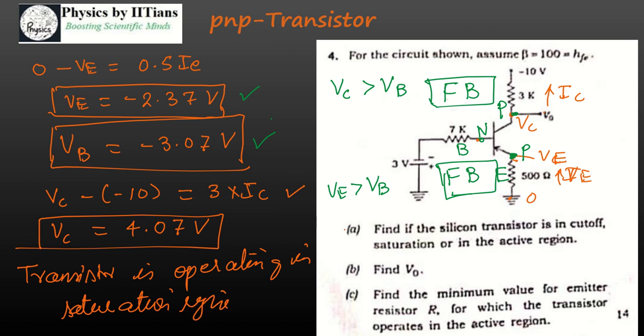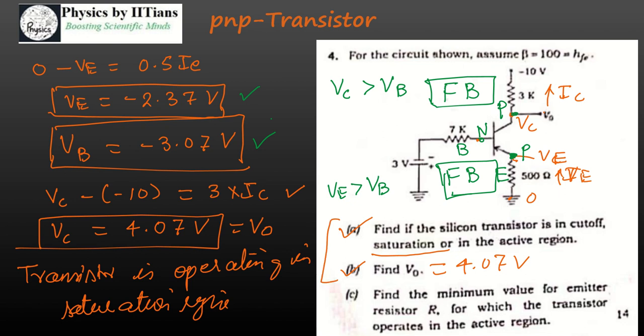So this was the first part of the question. We have clearly identified the region of operation. Then the second part is to find the output voltage V0, which we have already defined because VC is nothing but the output voltage. So the output voltage in this case will be 4.07 volts. So both the parts are now complete.